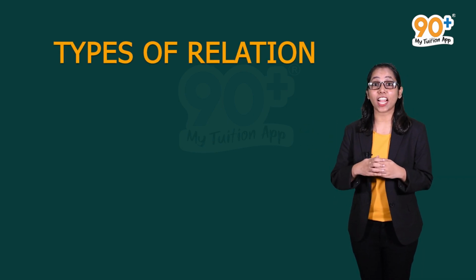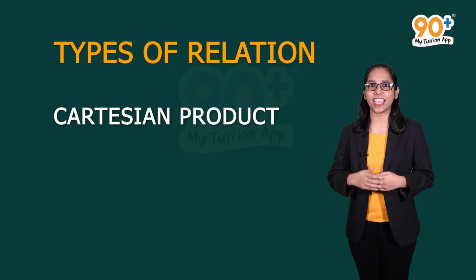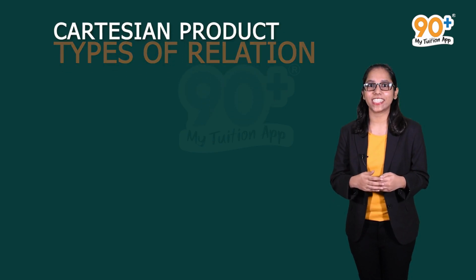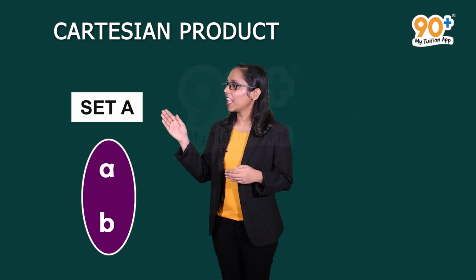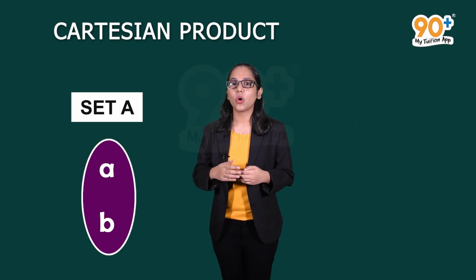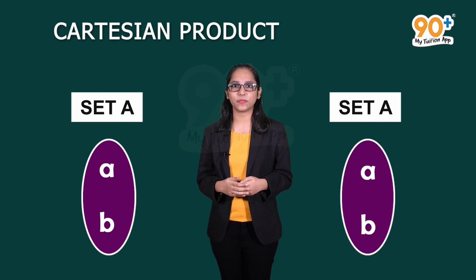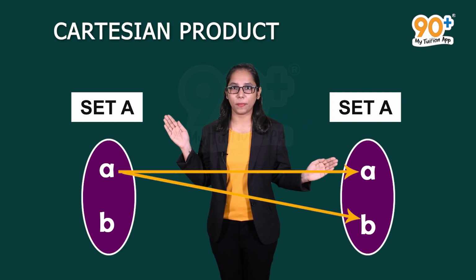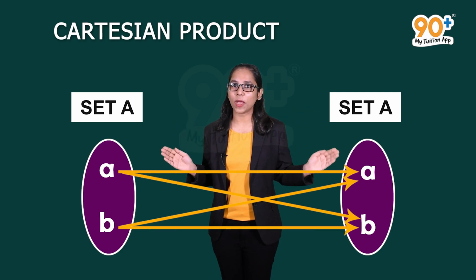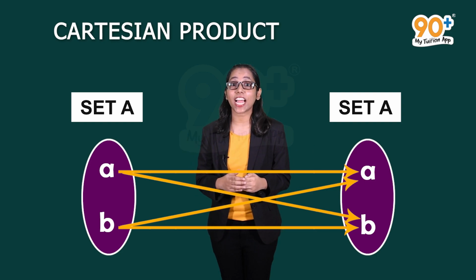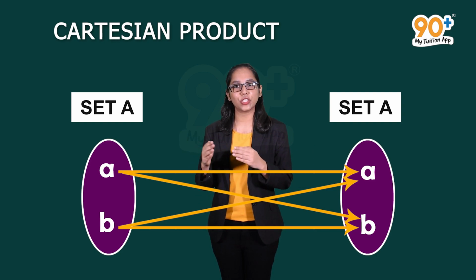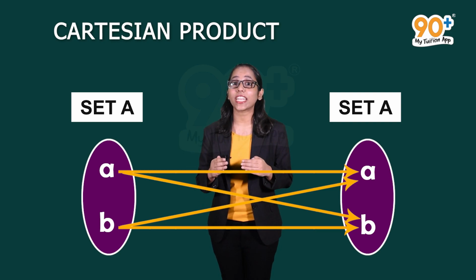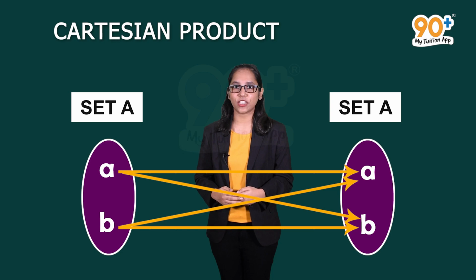Before that, what is the Cartesian product of set A to set A? For that, let's consider set A with elements a and b. Now, what are the elements of the Cartesian product? It is the set of all ordered pairs (a, a), (a, b), (b, a) and (b, b). That is, it is the collection of all relations of set A to set A. That is, if we take any relation, it will be a subset of A cross A. So, now we are going to study different kinds of relation.